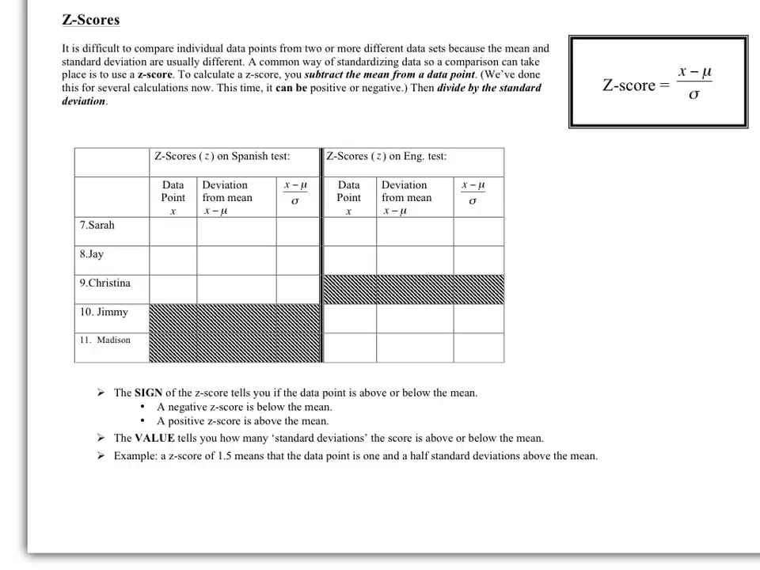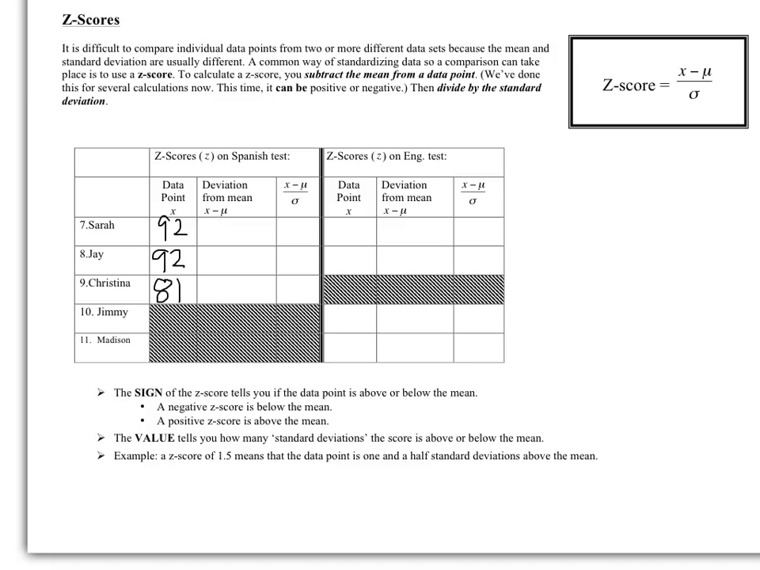So let's just take this Spanish test information for just a minute. These kids, Sarah, Jay, and Christina, they all took the Spanish test. So what we're going to do, flip back to the front, and you want to find Sarah, Jay, and Christina's score on the Spanish test. So I have that Sarah got a 92 on her Spanish test. Jay got a 92 on his Spanish test as well, and Christina got an 81.